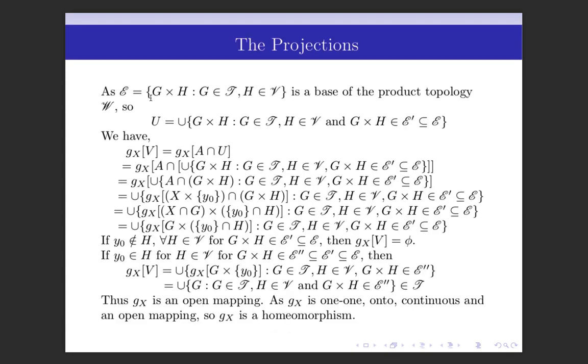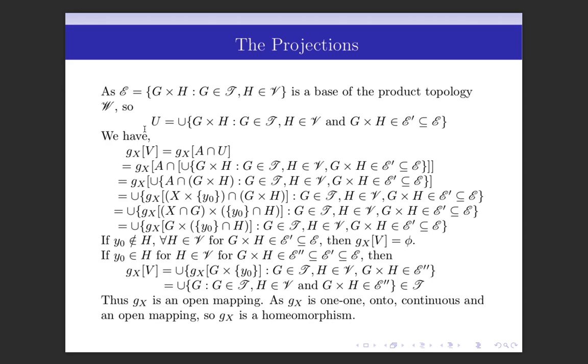And we know that E, given by G × H, G belongs to T, H belongs to V, is a base of the product topology. We have proved earlier that this is a base, and with the help of that base we have defined the product topology. So we know that this E is a base of the product topology W, and so any open set in X × Y can be written as a union of some members of this collection. So take some subcollection E' of E such that the union of members of E' is equal to U.